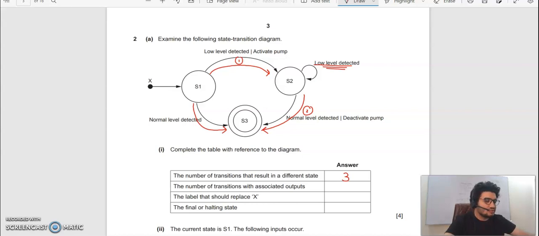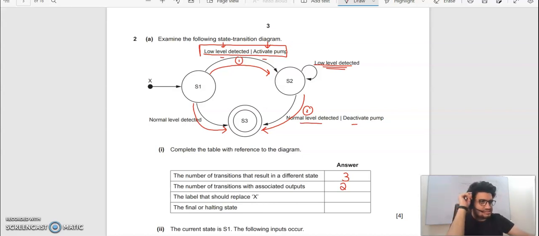The number of transitions with associated outputs. I just explained it to you, that usually when things are written on top of the arrows going from one state to another, they show what the input is and what will be the associated output for that. So we can see that there are only two transitions which have associated outputs, which is essentially if low level is detected, go on and activate the pump. If normal level is detected, go on and deactivate the pump. So it will be two.